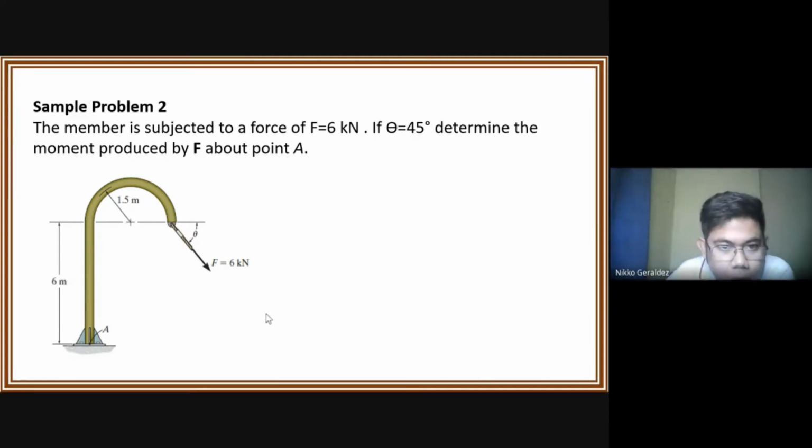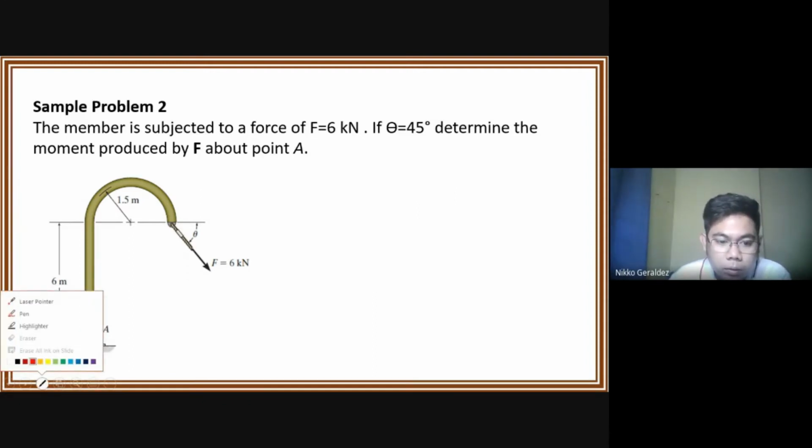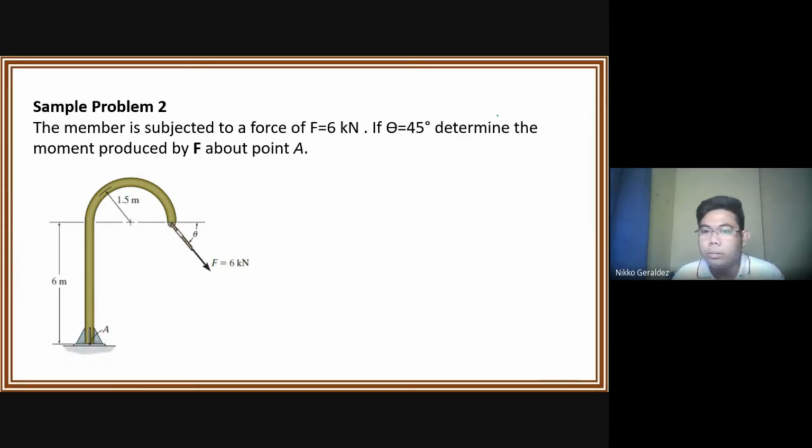So, natin, sample problem number. So, the member is subjected to a force 6 kilonewton. So, if the angle theta is 45 degrees, determine the moment produced by F about point A. So, down natin. So, what is the moment at point A? So, formula natin to solve for the moment.